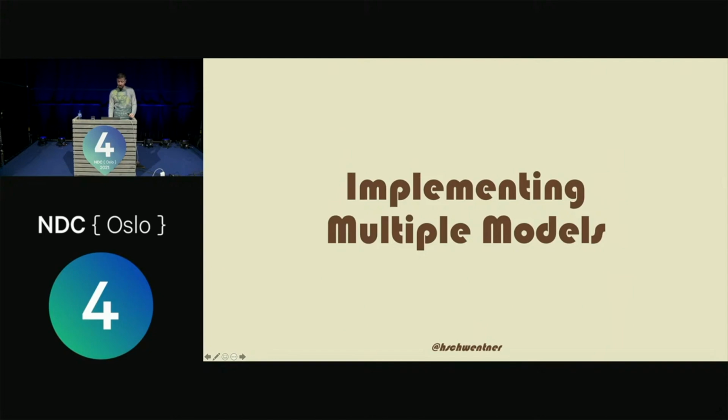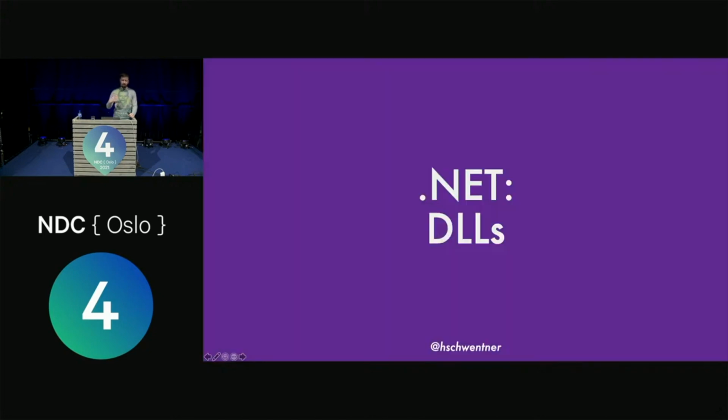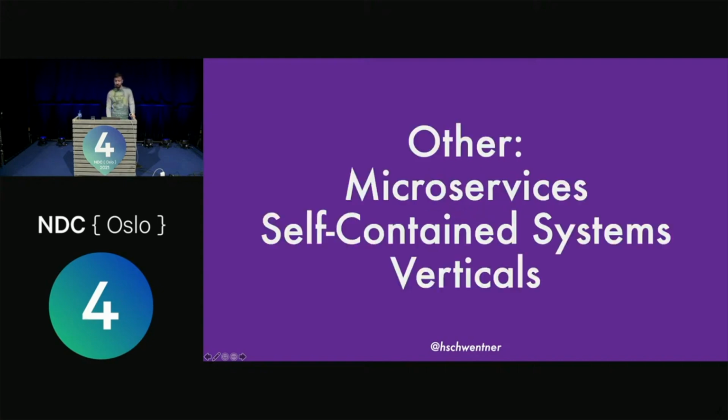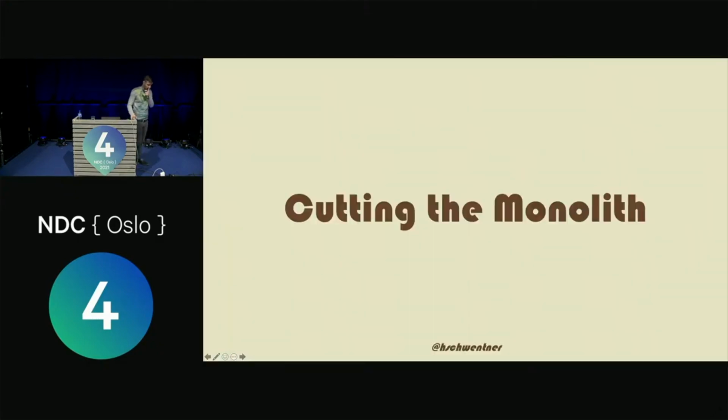So how can we implement multiple models in .NET? We can start with just having several DLLs, which have an inside and an outside, so an implementation and an interface. And maybe we can then move on to microservices if we want to. So how do we use it then to cut the monoliths, to carve out such things that we found, such bounded contexts, such subdomains out of it?